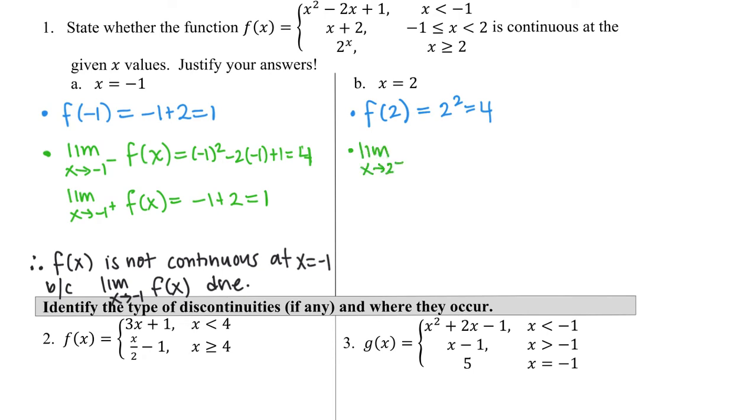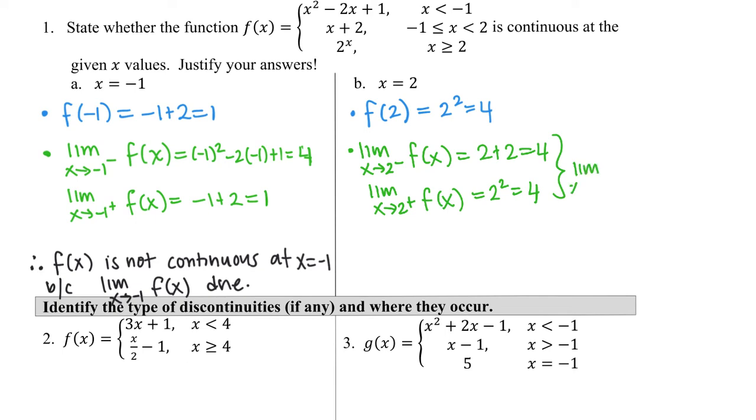From the negative side, I'm doing x plus 2. 2 plus 2 is 4. If I come from the positive side, I'm using 2 to the x, so 2 squared is 4. So the limit as x approaches 2 does in fact exist. Now I know the limit as x approaches 2 exists, and I know it equals 4.